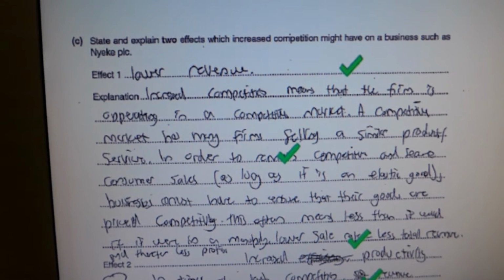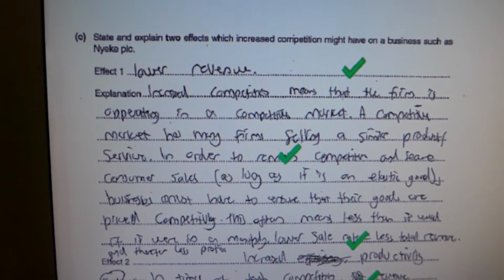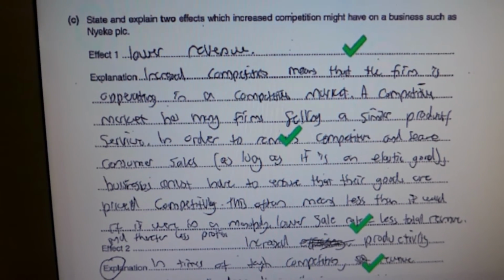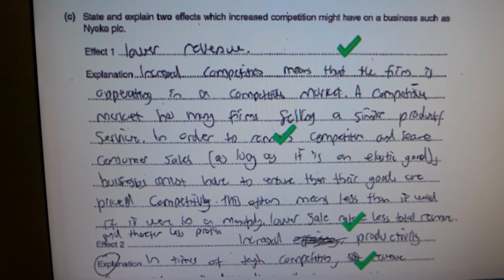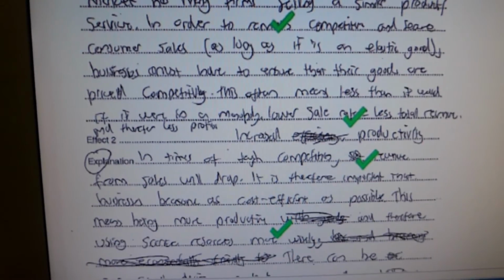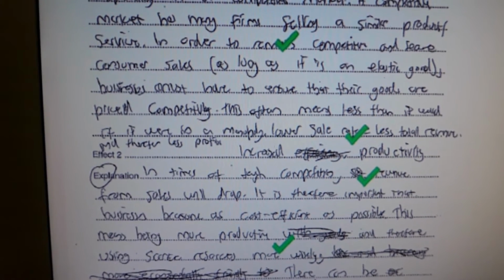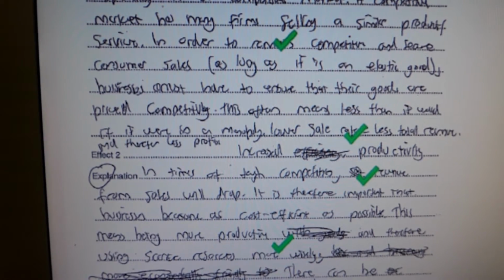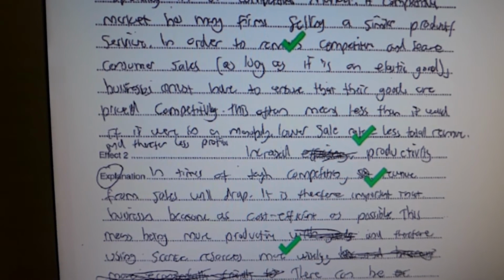1C. State and explain 2 effects which increased competition might have in a business such as Nike PLC. Not Nike in the swoosh, obviously. So this candidate's written, the effect would be lower revenue, and then gone on to explain it. Increased competition means that the firm is operating in a competitive market.